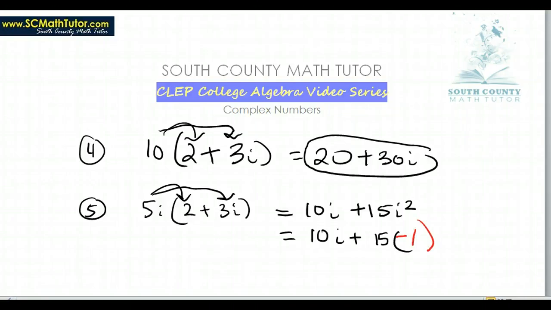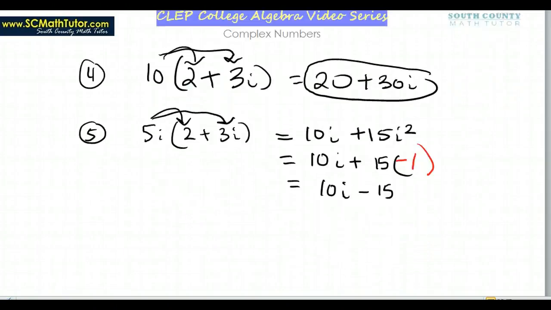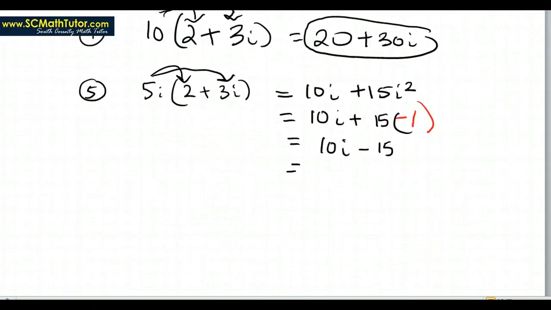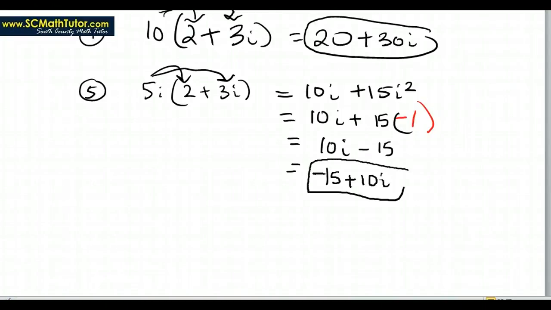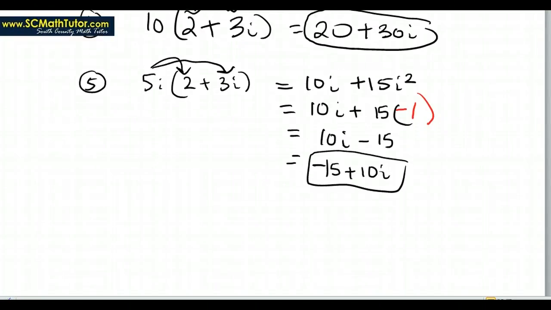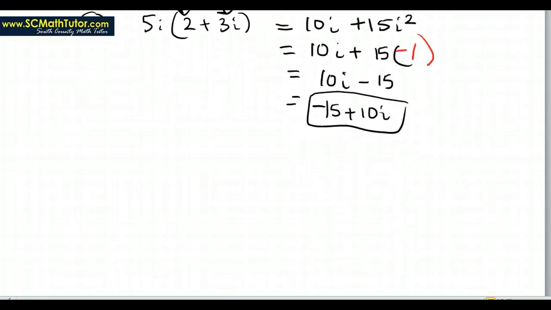Once you substitute, you simplify. So this is 10i minus 15. We like to write the real first. It doesn't really matter. But so this is negative 15 plus 10i. Voila, no big deal. Now, how do we divide complex numbers?